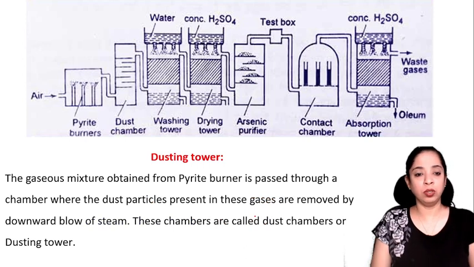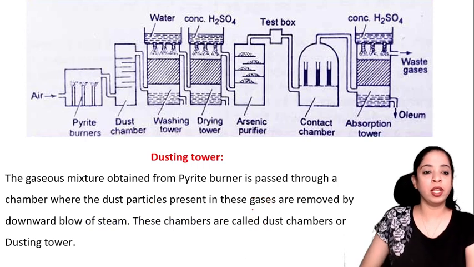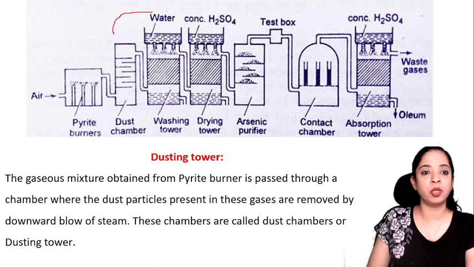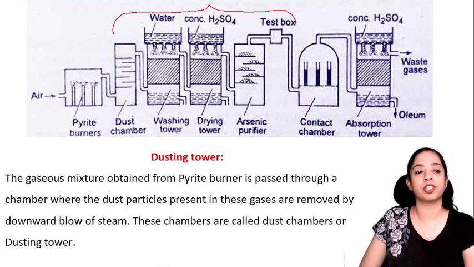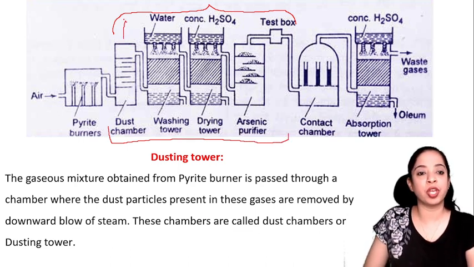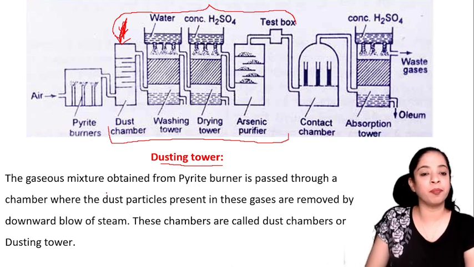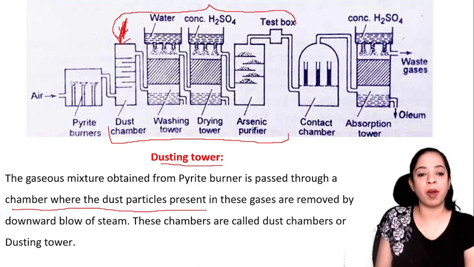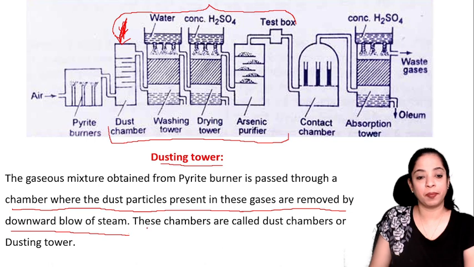Now, if you see, this whole part is a purification unit, from here to the test box. In the purification unit, the first chamber or the first tower is known as the dusting tower or dusting chamber. What happens in the dusting chamber? The gaseous mixture obtained from the pyrite burner is passed through a chamber where the dust particles present in these gases are removed by a downward blow of steam. These chambers are called dust chambers or dusting towers.